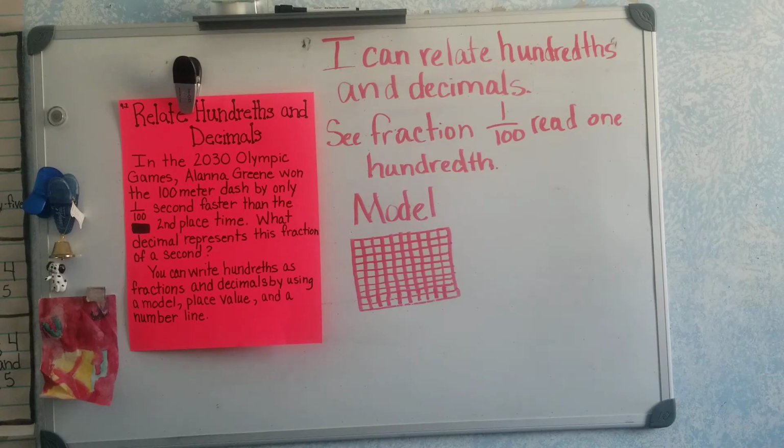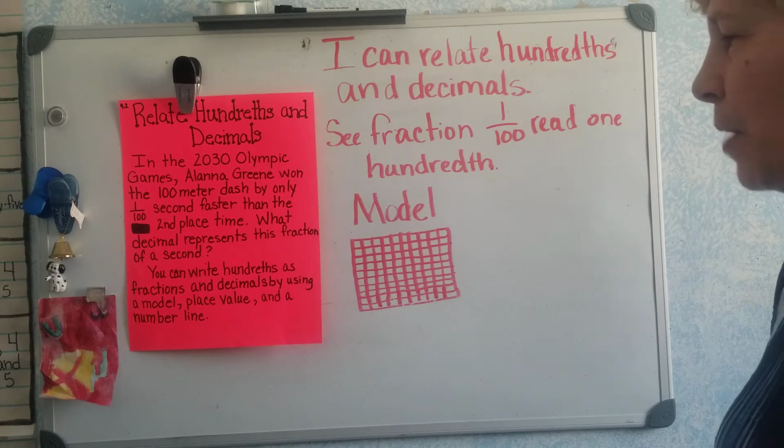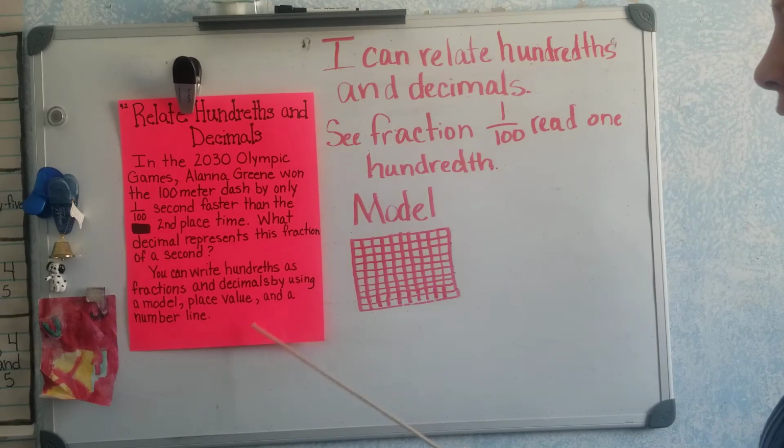So we have a word problem here. In the 2030 Olympic Games, Alana Green won the 100-meter dash by only 1/100th second faster than the second place time. What decimal represents this fraction of a second? You can write hundredths as fractions and decimals by using a model, place value, and a number line.